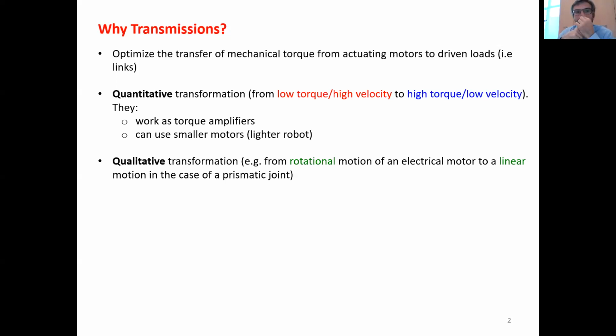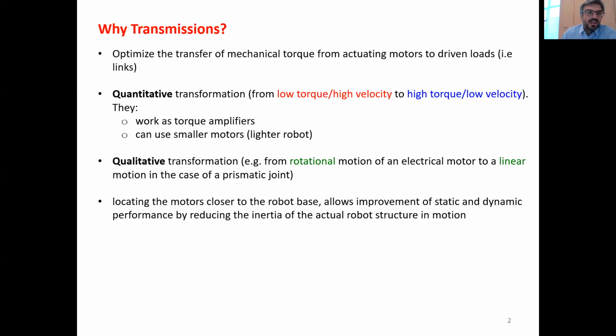And the other transformation the transmission allows is a qualitative transformation. From a rotational motion, for example, you can transform to a linear motion, like the one you might need in the case of a prismatic joint. Or simply you want to locate the motors closer to the robot base. So you want to shift the axis of rotation with respect, for example, to the knee angle. Instead of putting the motor here, you want to put it here. Why? Because you have less inertia to move in the structure.